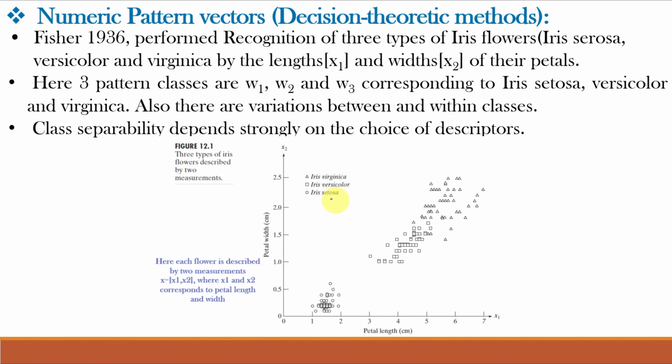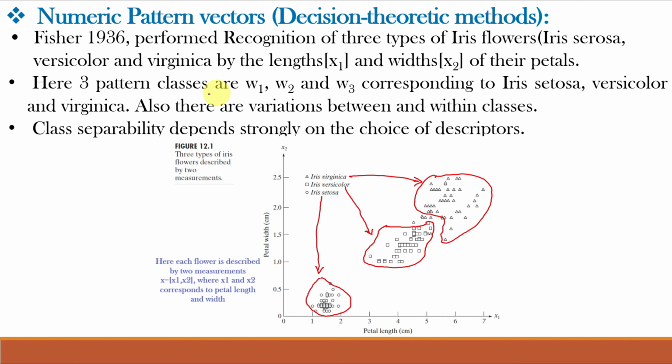In this graph, iris setosa is shown with circles. So these are iris setosa. Iris versicolor is shown with squares, and iris virginica is shown with triangles. So here three pattern classes are W1, W2 and W3 corresponding to setosa, versicolor and virginica, and because the petals of flowers vary in width and length, the pattern vectors describing these flowers will also vary not only between different classes but also within a class.